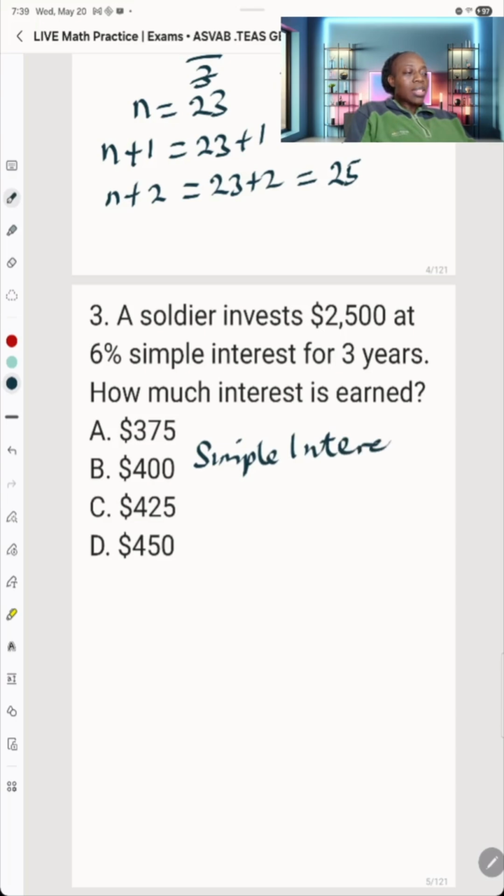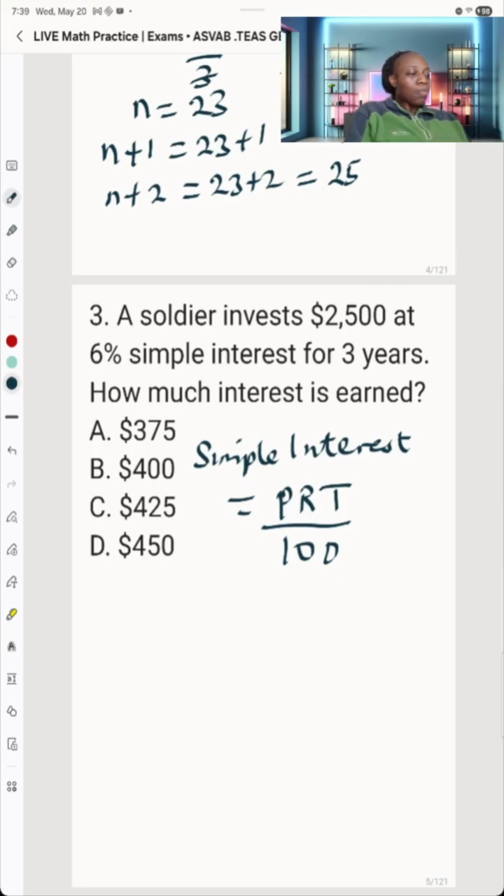Simple interest equals what? PRT. But for the PRT, I will do it over 100. Instead of using R%, I will put 6 and not 0.06. Instead of that, I will make it over 100, so that we just pick 6. And that will help you when you are dividing. That will be so fast.